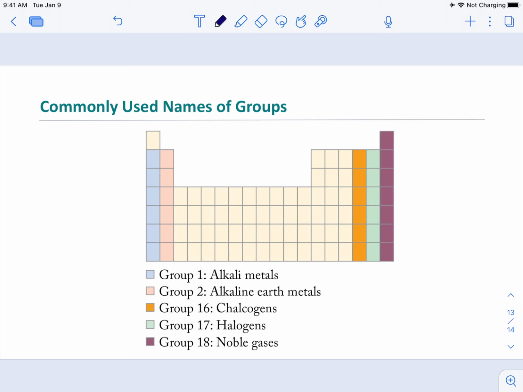And these are, of course, the groups. This is one I never learned. They didn't use this, or they didn't teach it back when I took it, the chalcogens, but all the others, the other 4 are very common, so get familiar with these.